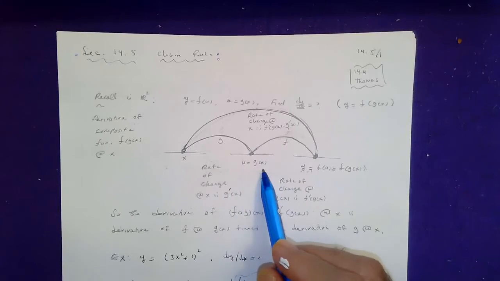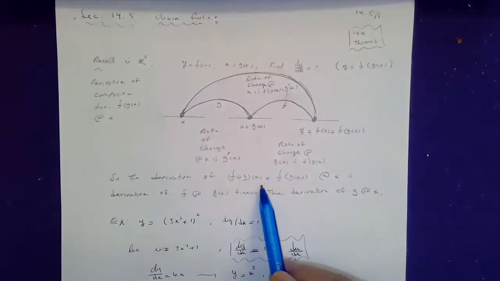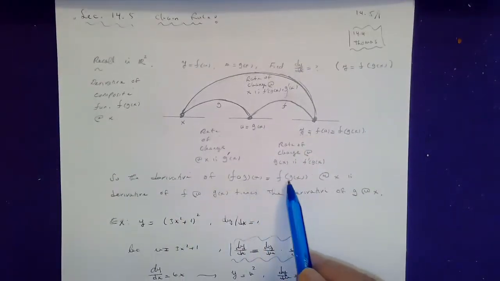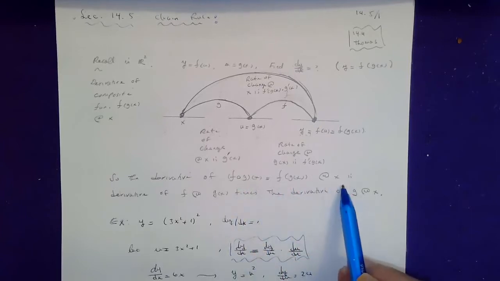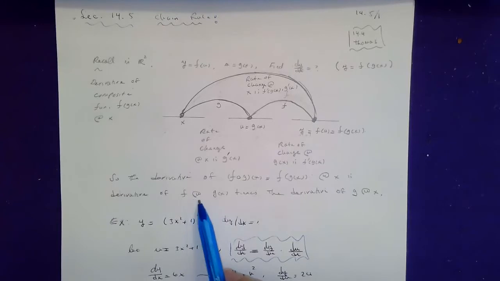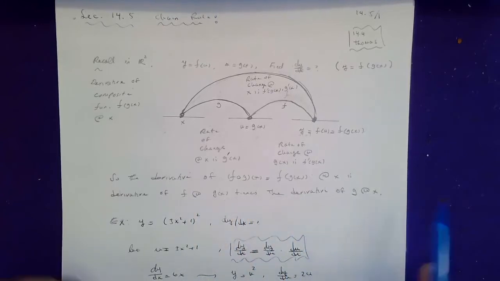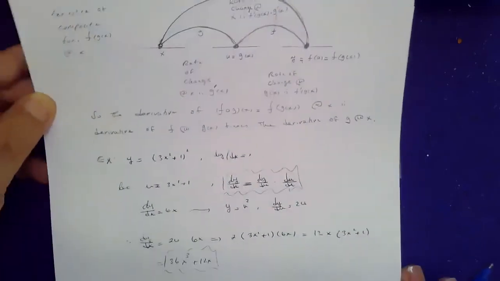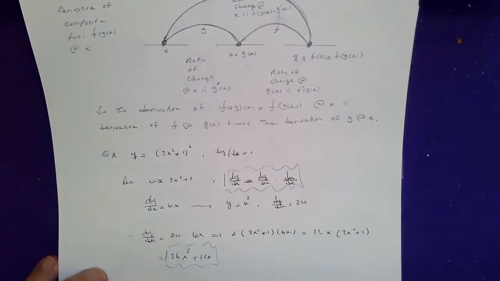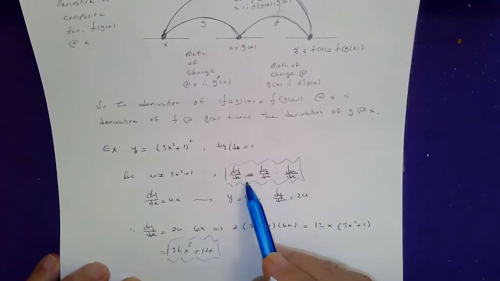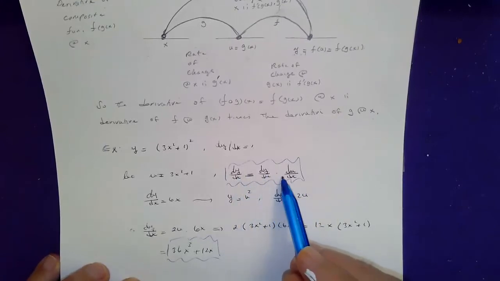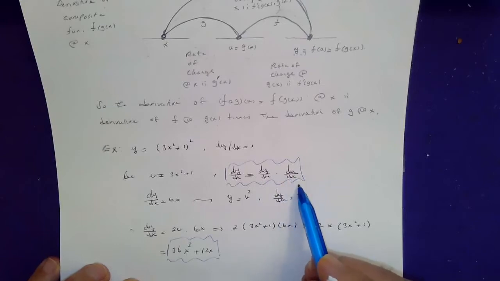You remember, right? So the derivative of a composite function, f of g of x, is the derivative of f at g of x times the derivative of g at x. You remember that, don't you? In other words, the derivative of y with respect to x was dy/du times du/dx.